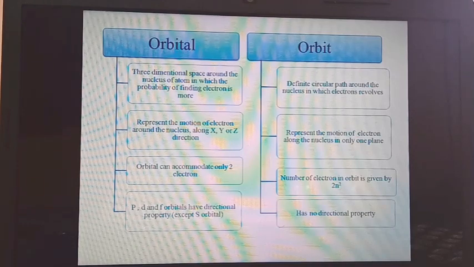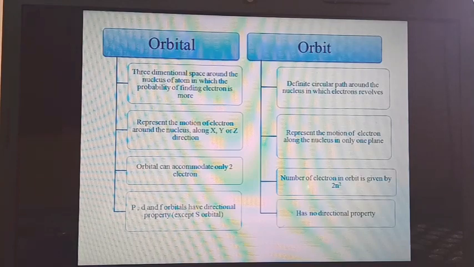Now see orbital and orbit. What is the difference between orbital and orbit? Orbital is the three-dimensional space around the nucleus of an atom in which the probability of finding an electron is more, whereas an orbit is a definite circular path around the nucleus in which the electrons revolve. Orbital represents the motion of electron around the nucleus along x, y and z direction, whereas orbit represents the motion of electron around the nucleus in only one plane.